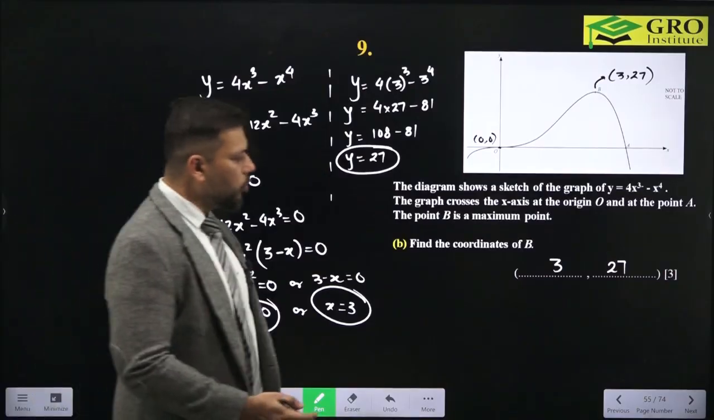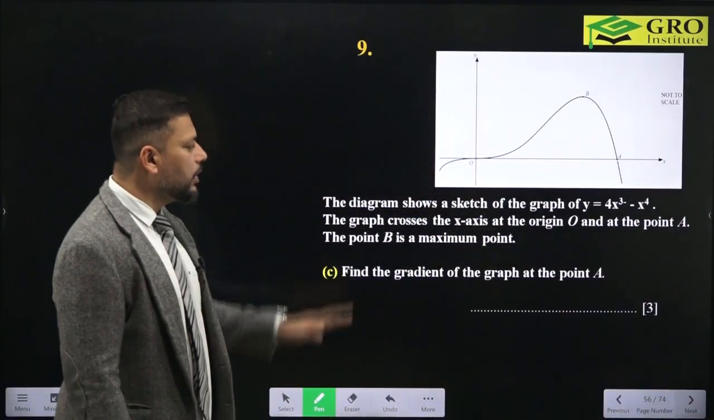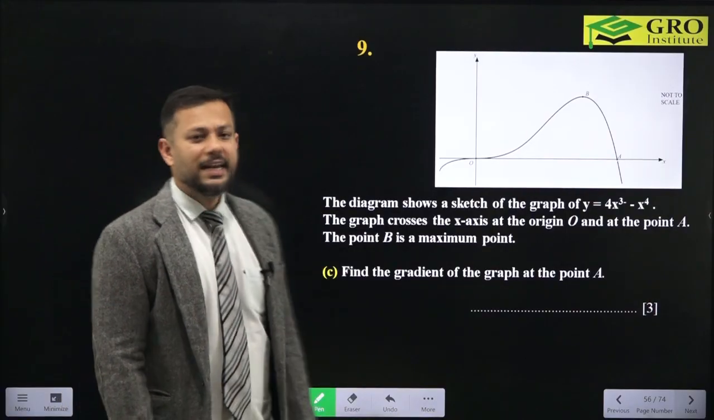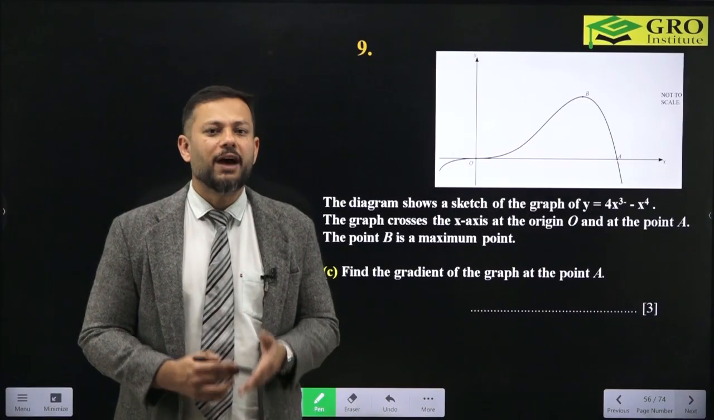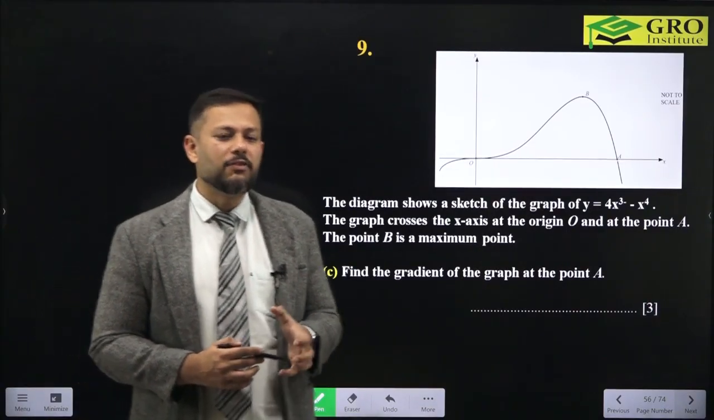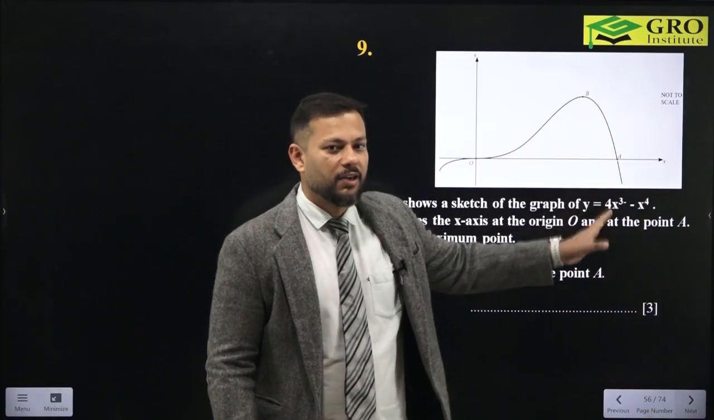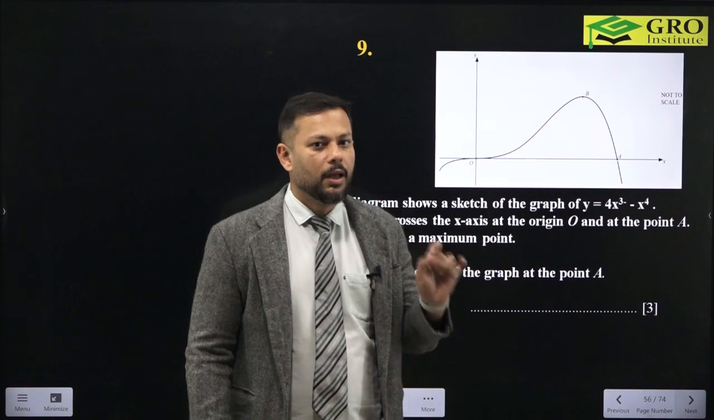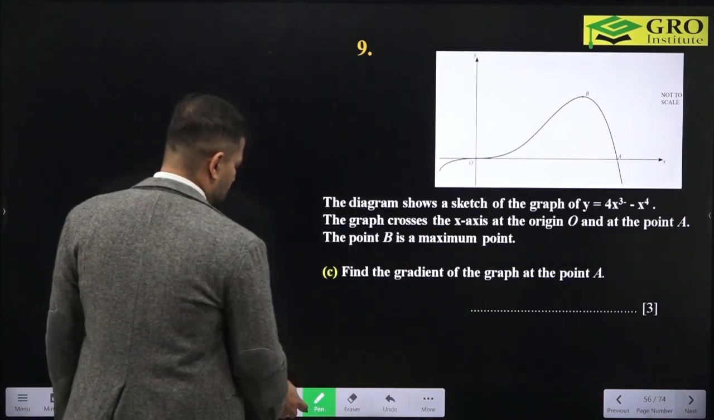Now it has one more part. Let's see, part C. Find the gradient of the graph at the point A. Very interesting point, guys. Gradient or slope, we know it is dy by dx, or the differentiated equation. So if we get the value of dy by dx at point A, wherein we will definitely get some coordinates, we will get the value of the gradient, right?